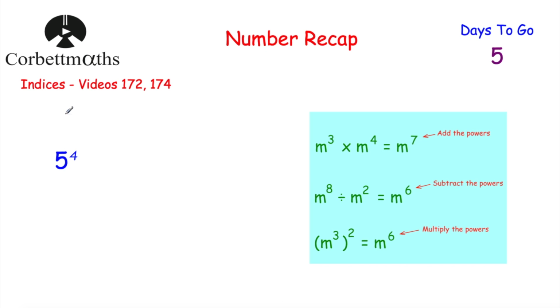Okay, next, indices. So make sure you remember your indices. If you have 5 to the power 4, that's 5 multiplied by 5 multiplied by 5 multiplied by 5. And if you work that out, that's equal to 625. So it's important you know how to work out your indices. Also, make sure you know how to type that into your calculator as well.